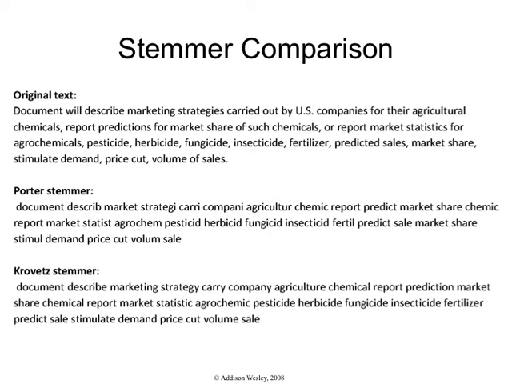Okay, so now if you run the stemmer, this is the sort of result that you could get. So here's an original text. The document will describe marketing strategies carried out by US companies for their agricultural chemicals. So here's what Porter does to that. It chops document, will, describe turned into describ, market, strategies turned into strategi, right? So again, Porter is producing stems. It's not producing readable words. These are meant for indexing, not necessarily for human eyes.